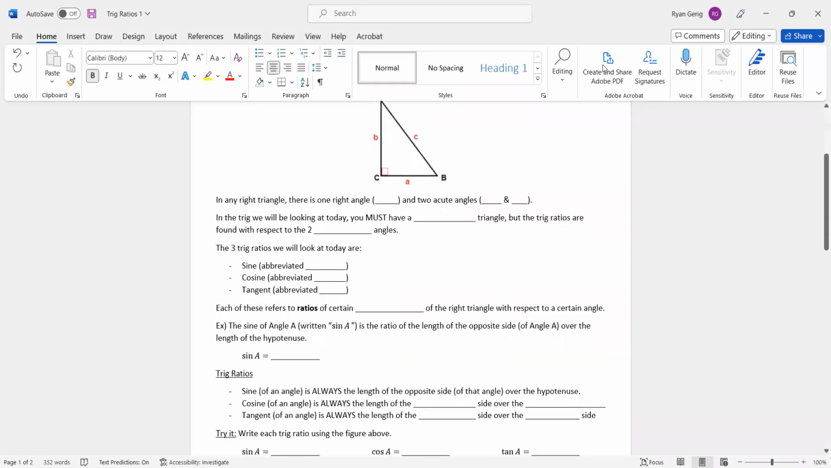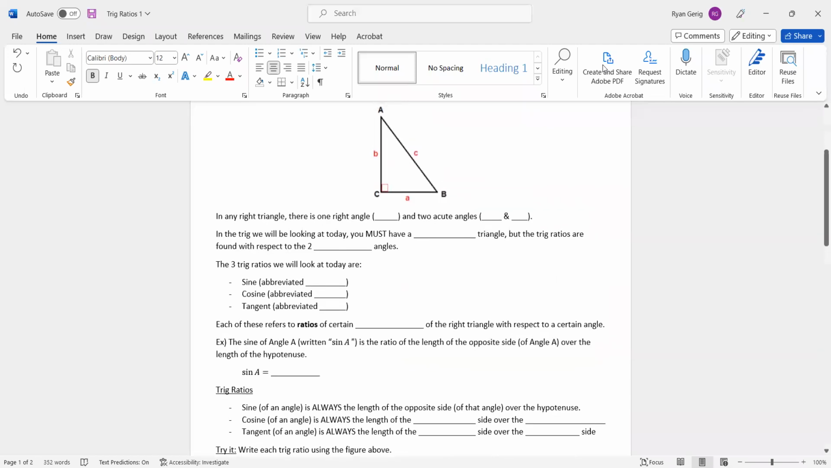Each of these trig ratios refers to ratios of certain sides of the right triangle with respect to a certain angle. All right, so it connects. I'll keep going here just to show you what I'm talking about.